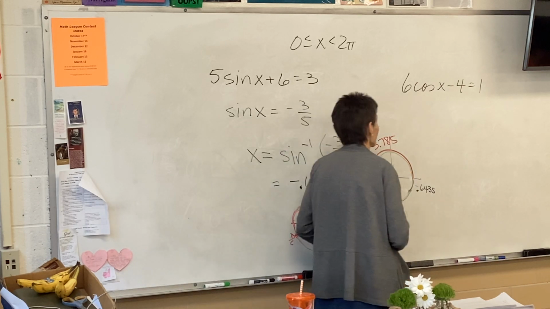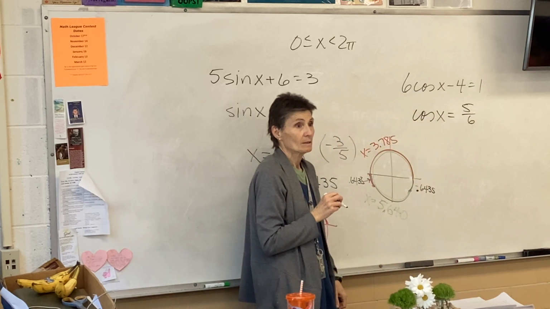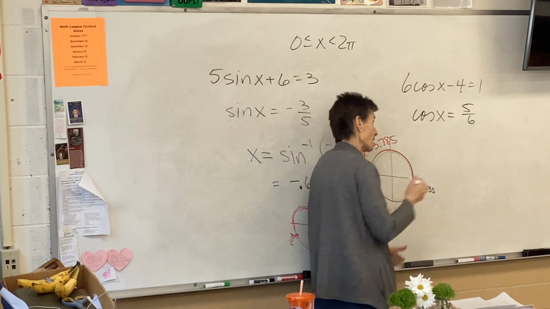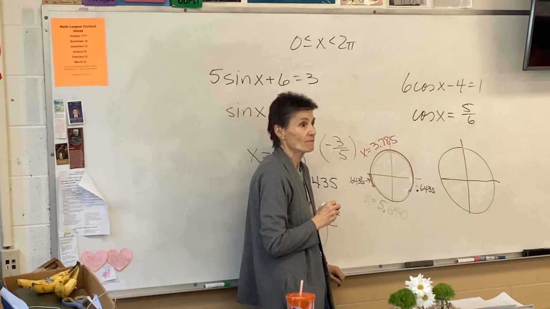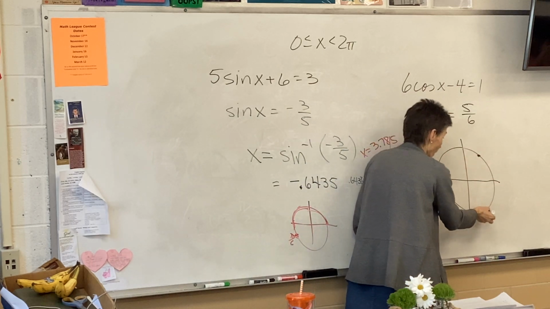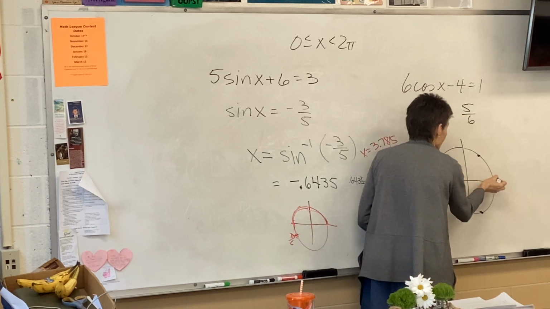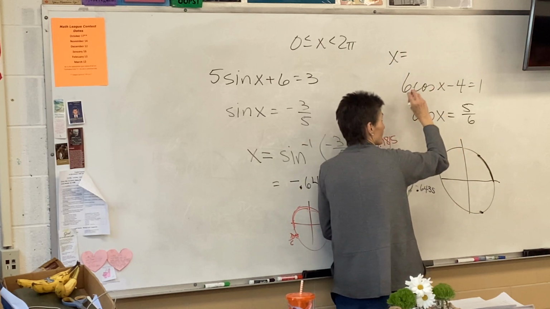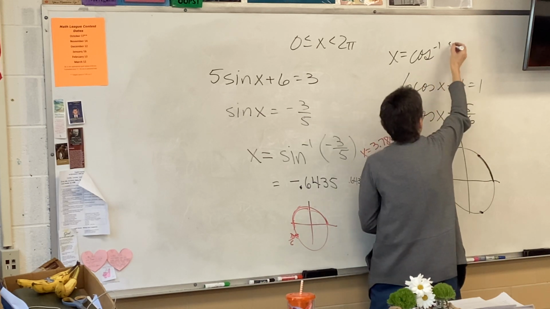All right, let's try this one. What's this one going to say? Cosine x equals 5/6. Now, 5/6 is not one of your unit circle numbers, but I do know that the angle would be where? Where would it be if the cosine is 5/6? Either in quadrant 1 or quadrant 4. Would you agree with that? So how will I find my reference angle? What will I type in on my calculator? Arc cosine, or second cosine, 5/6.